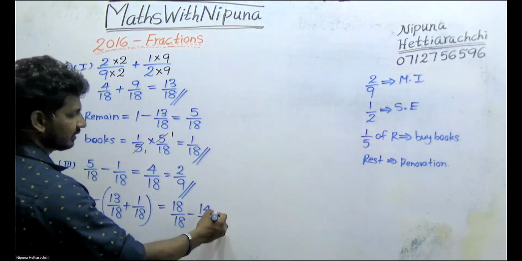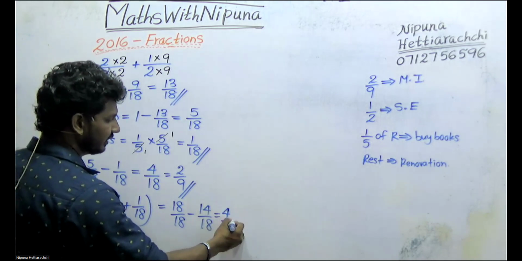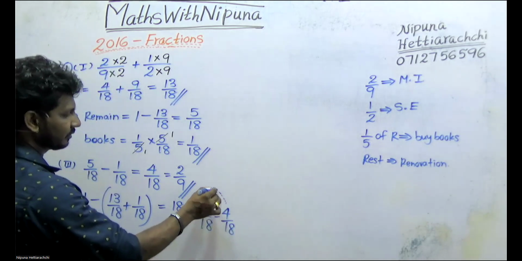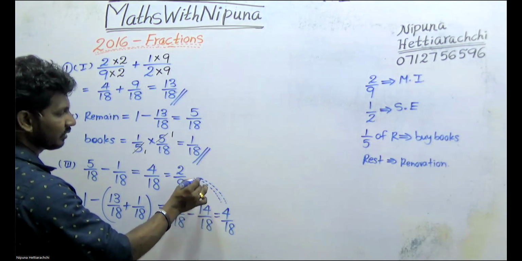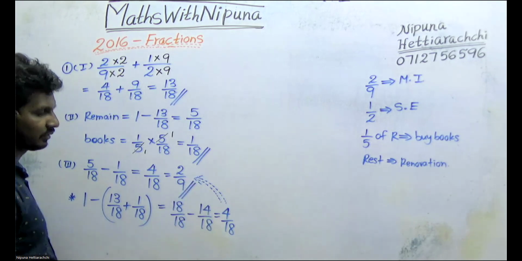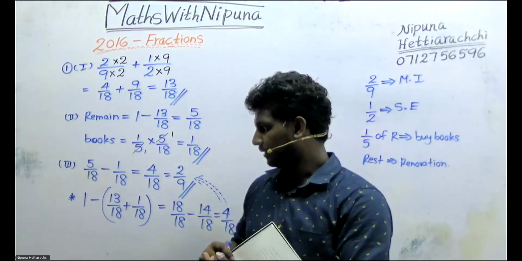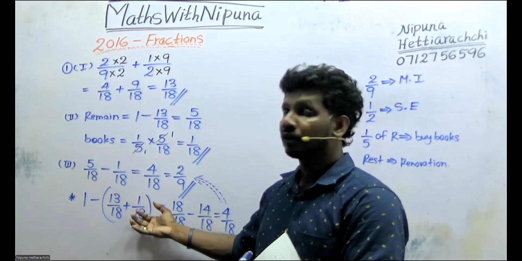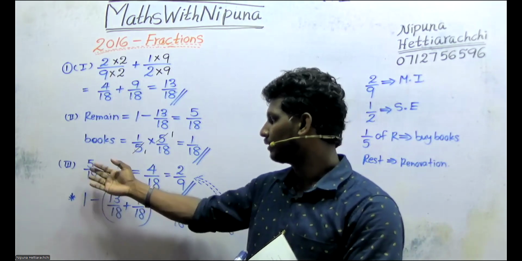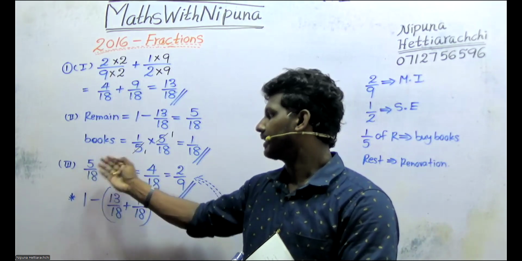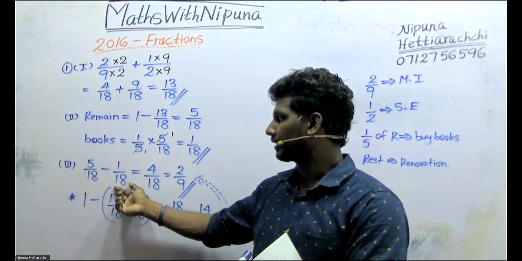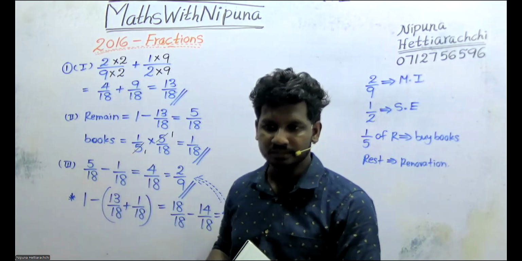Then you will get the same answer, no? 4 out of 18. Then write it in simplest form. You can write it as 2 out of 9 in simplest form. There are two methods. From the complete one, remove all the things they have used. Or from the remaining, subtract the fraction allocated for the books.